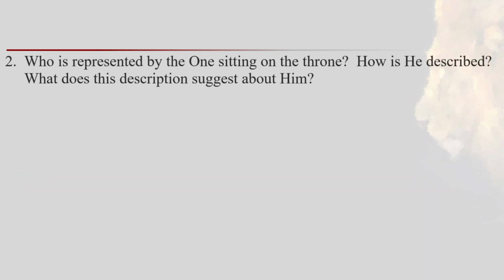All right, easy question. Who is represented by the one on the throne? But then how is he described? That's the harder part. What do these things represent about him? So, easy one. Who's on the throne? God. All right, we have God the Father on the throne. How is he described here? He's described like precious gemstones, and there's a rainbow around his throne.